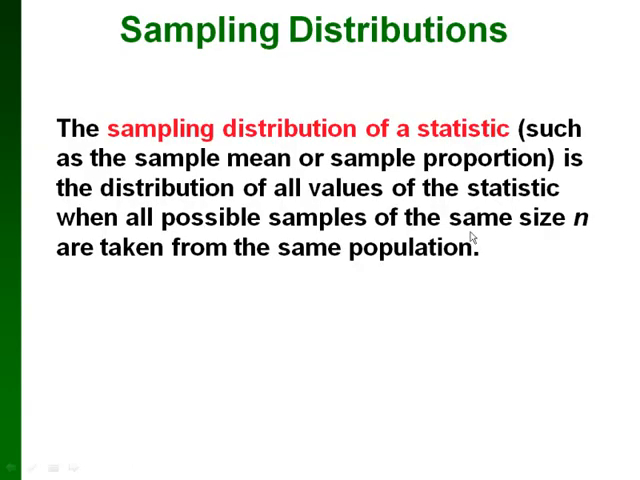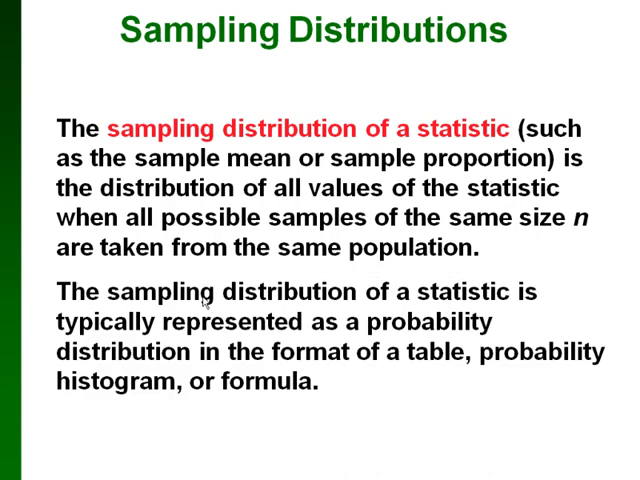Now let's talk about sampling distributions. A sampling distribution is the distribution of all possible values of a certain statistic when all possible samples of the same size are taken from the same population. We represent a sampling distribution just like we do any other probability distribution, sometimes in the format of a table or a probability histogram, or sometimes just by a formula.